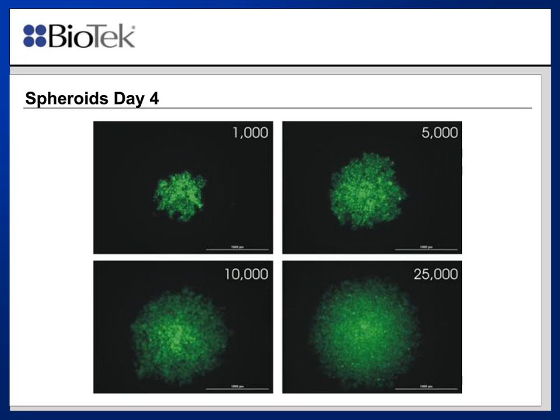Next, we have a comparison of spheroids seeded at different cell densities. Again, spheroid size and shape will be dependent on how many cells were seeded. So here we show cells seeded at 1,000, 5,000, 10,000, and 25,000 cells per hanging drop.